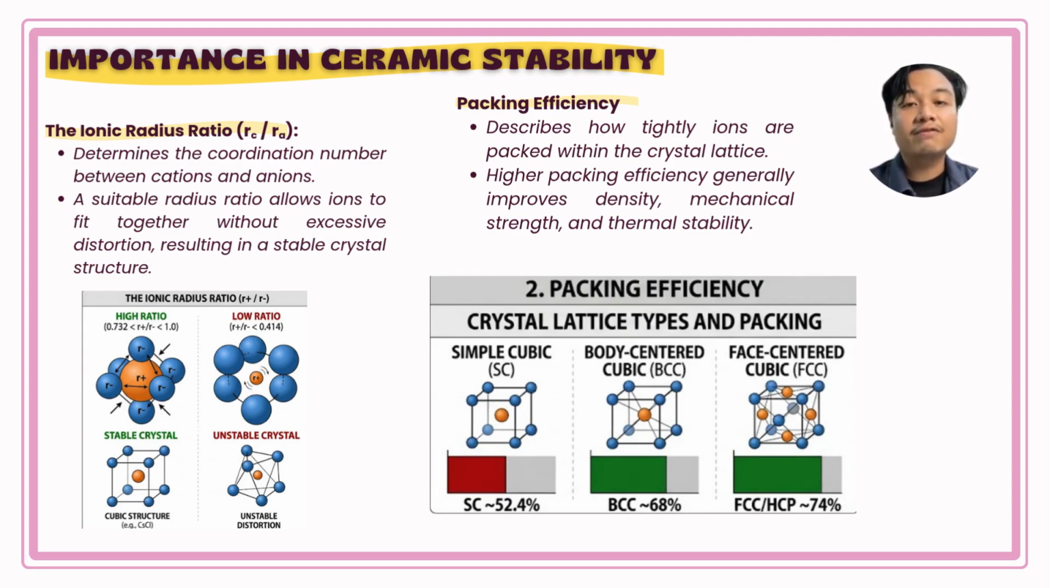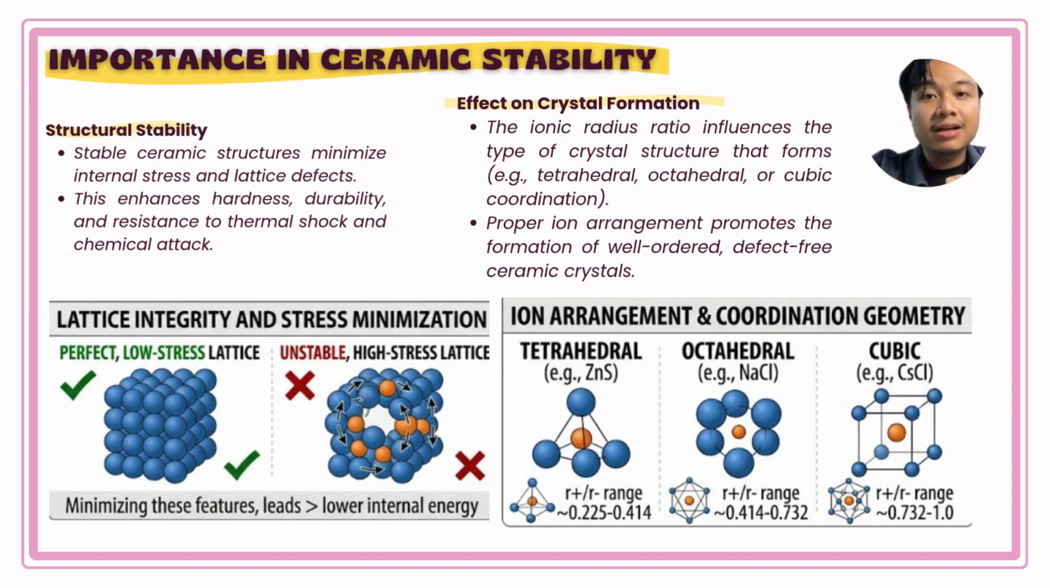And secondly, we have packing efficiency, which is all about how tightly these ions pack into the lattice. As you can see, with structures like face-centered cubic at 74%, tighter packing directly translates to a denser, stronger, and more thermally stable ceramic. Building on that, let's talk about how these factors impact structural stability and crystal formation.